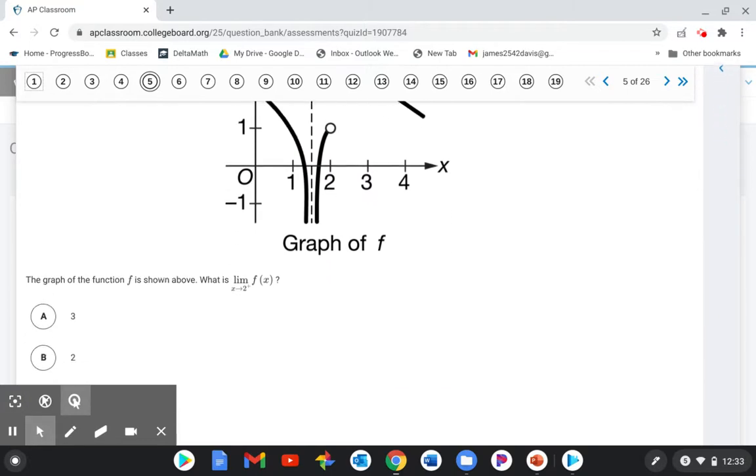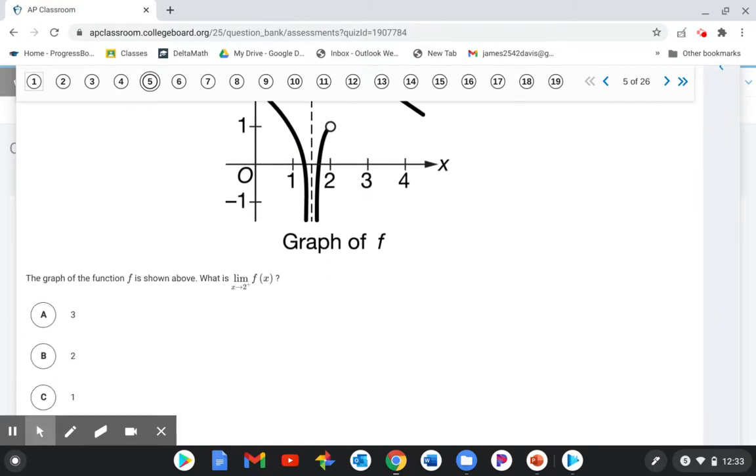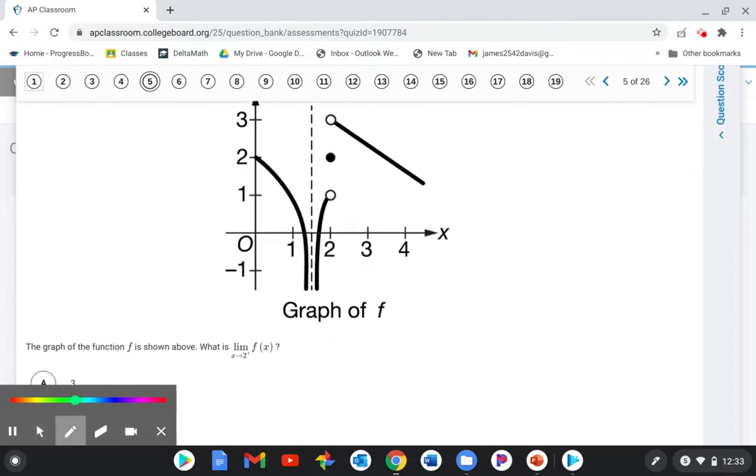Okay, next one up, number 5. What is the limit as x goes to 2 from the right? Remember, this plus sign means push it from the right side. Well, as we move from the right, we're going to be following up this curve here, and that is going up to 3. The right limit is 3.